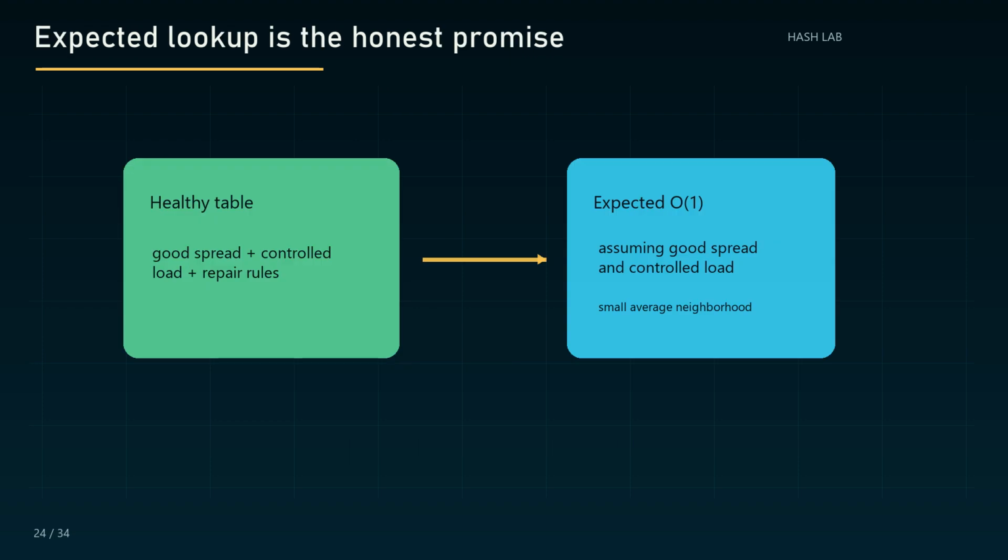Expected means usually under normal conditions, not a promise for every possible input. So the honest promise is expected fast lookup. Said carefully, expected O of 1, assuming good spread and controlled load. That means the work does not grow much as the table grows, under the table's assumptions.